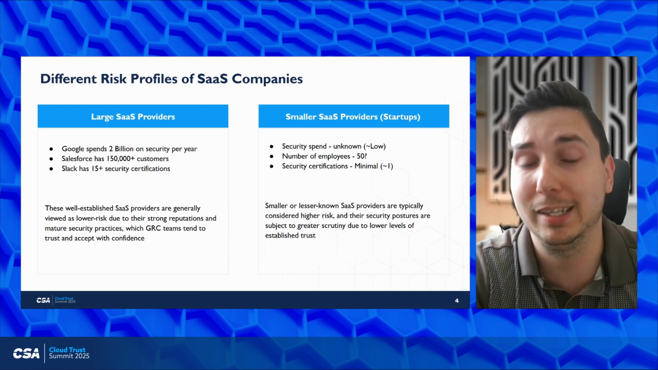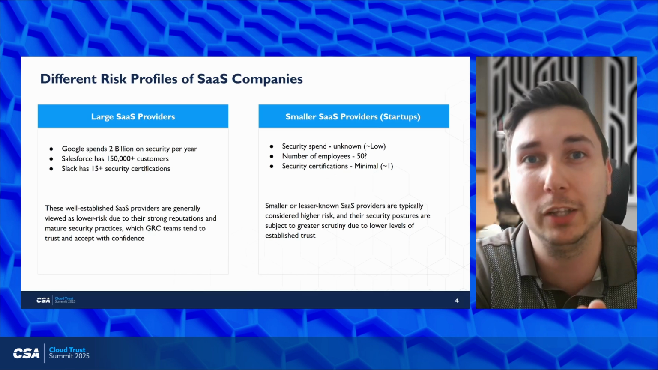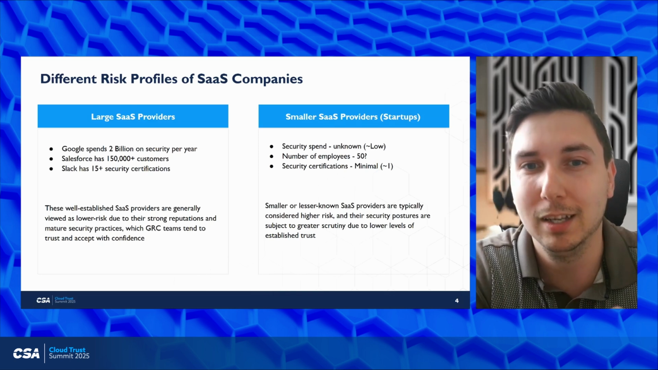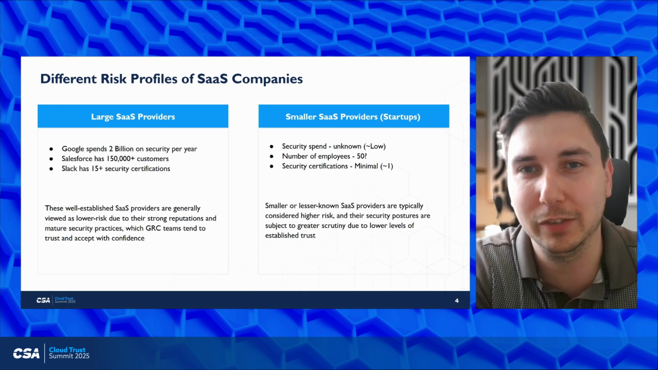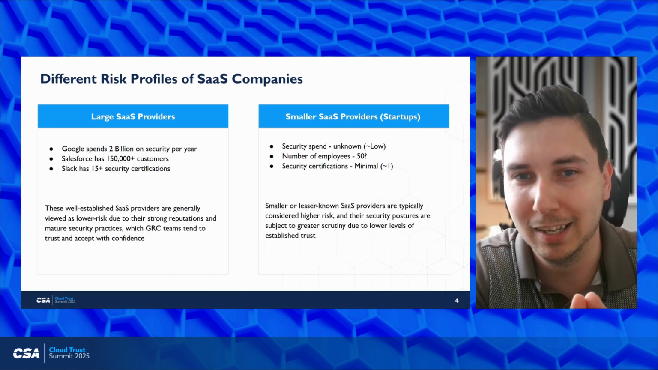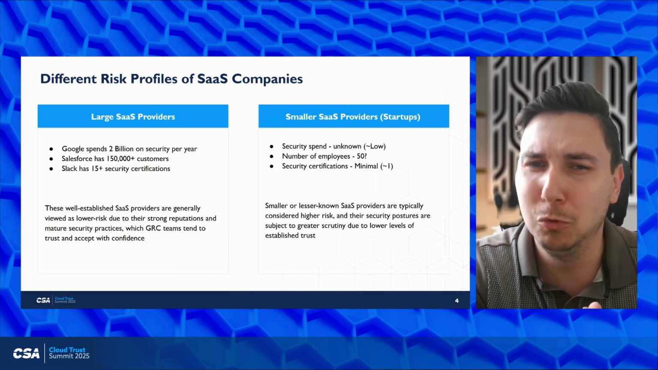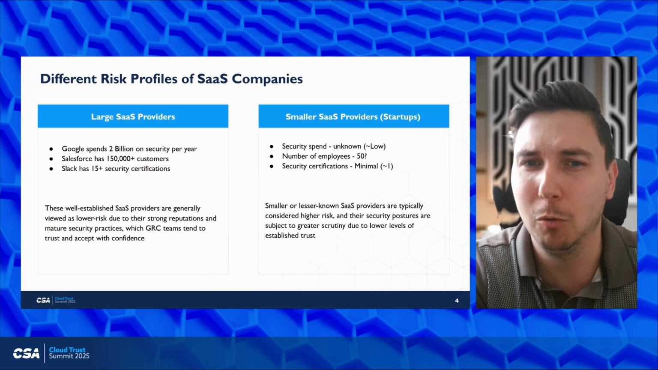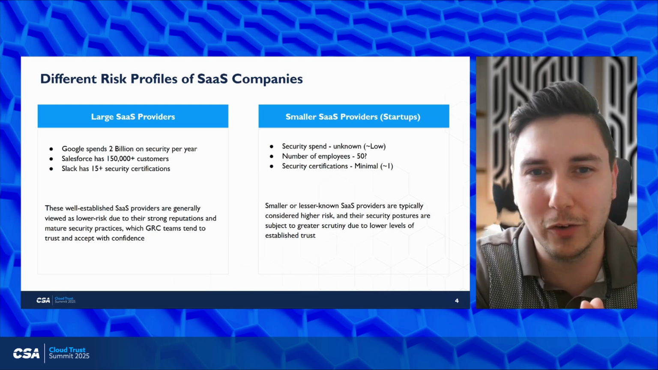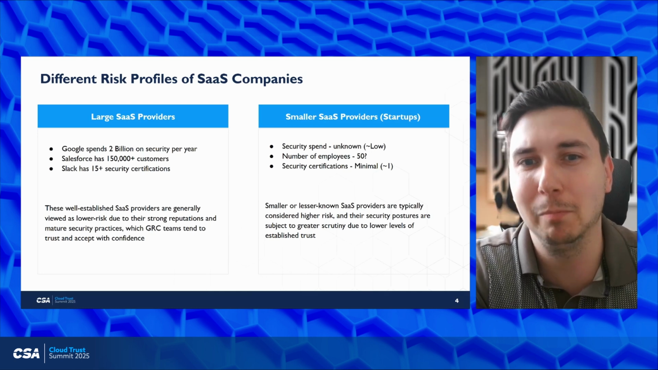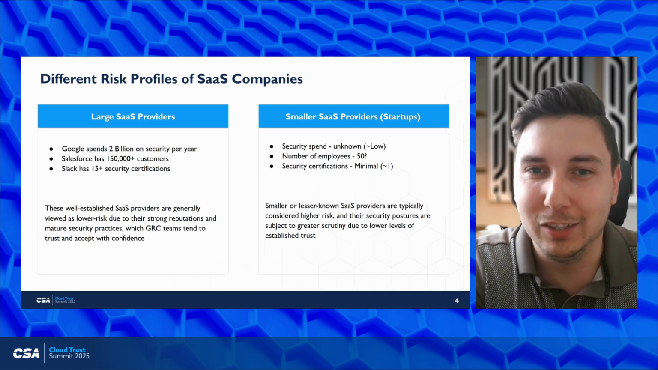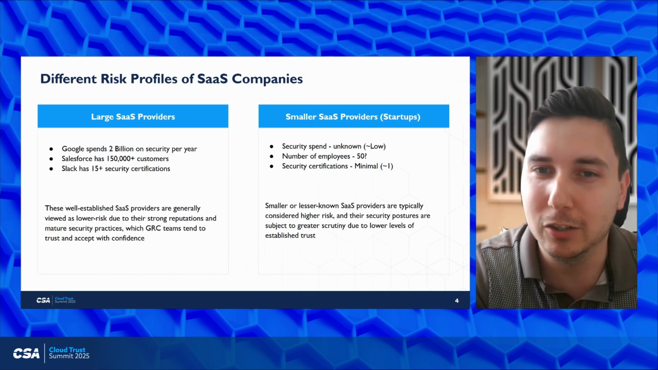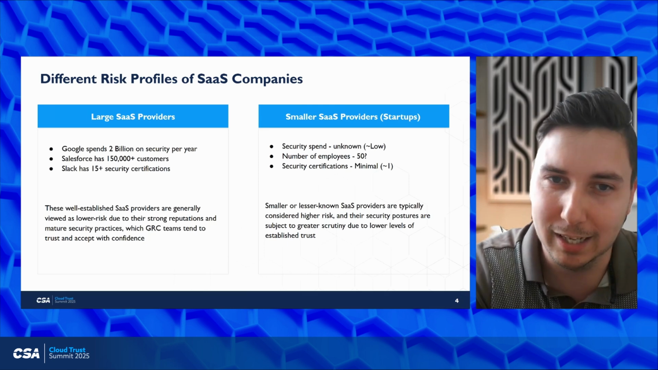So Salesforce has 150,000 customers. Slack has many difficult to obtain security certifications. The point is that most companies would view these SaaS providers as lower risk due to the strong reputation and more mature security practices. So in general, we would trust these larger providers more with our data.